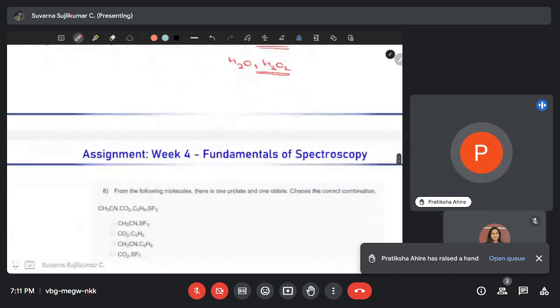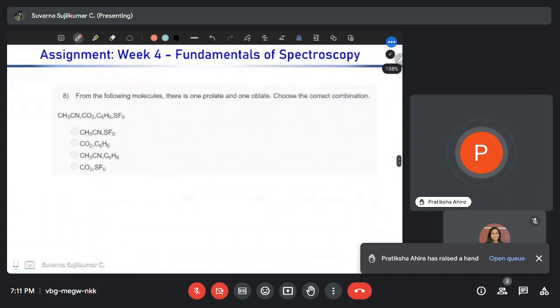Okay. So the next question: from the following molecules, there is one prolate and one oblate. Choose the correct combination. One is prolate and another is oblate.